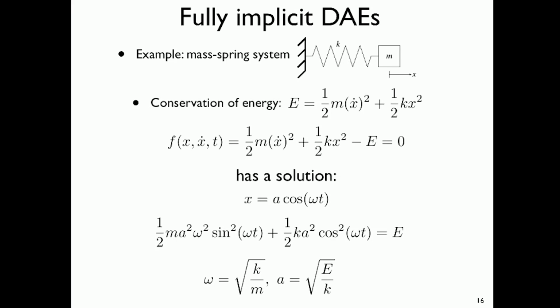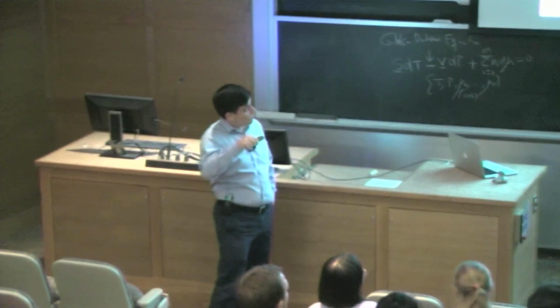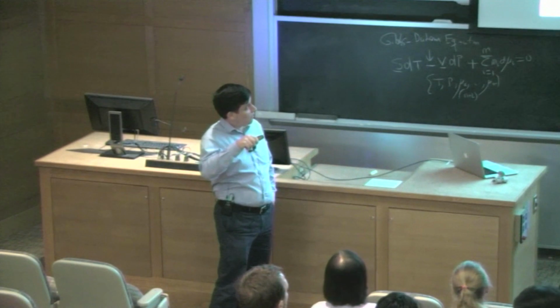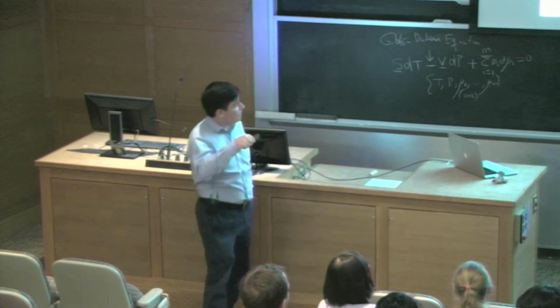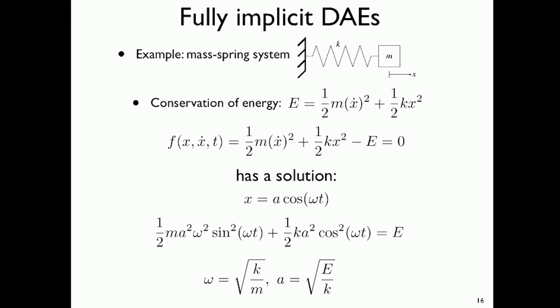Okay. Let's look at some examples. I think examples are interesting to think about. So here's one. Think about a mass spring system. There's an algebraic equation that governs a conserved quantity, the total energy of this mass spring system. So the kinetic energy, 1/2 m times the velocity of the mass squared, plus the energy stored in the spring, 1/2 kx squared, has got to be equal to the total energy, and the total energy can't change in time. Okay, so we have a differential algebraic equation, right?